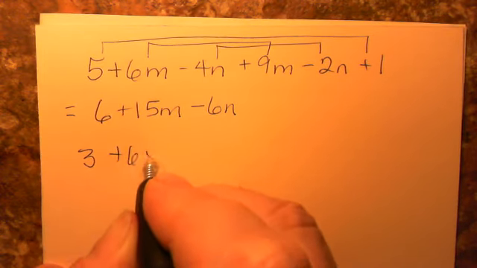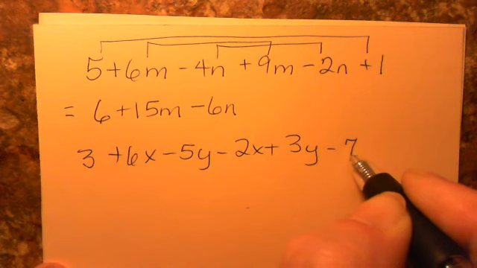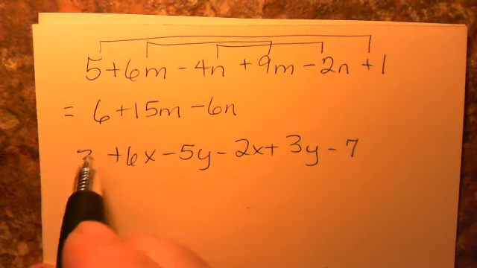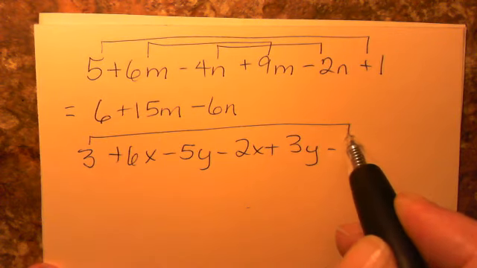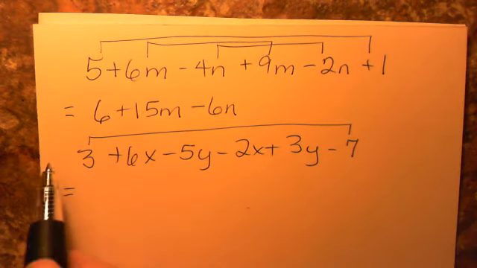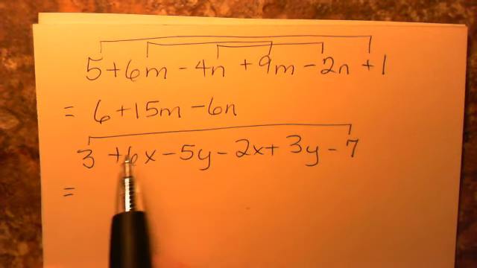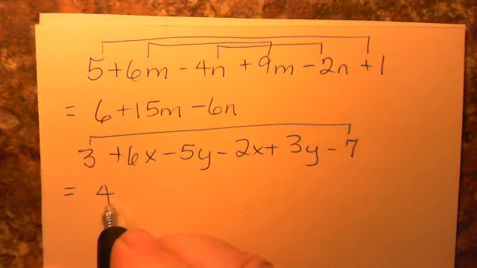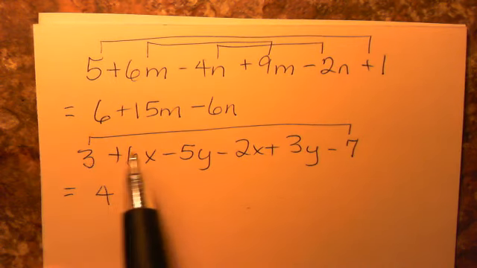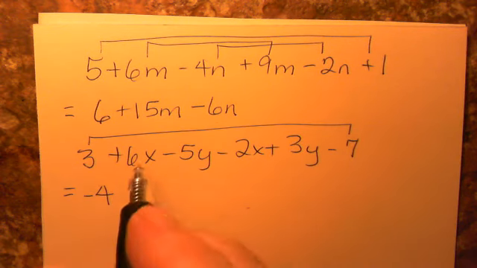3 plus 6x minus 5y minus 2x plus 3y minus 7. Again, we want to see what like terms we have. 3 is like negative 7. This time the signs are different. 3 and negative 7 have different signs, so we subtract 3 and 7. 7 minus 3 gives us 4, and we keep the sign of the larger absolute value. The 7 has a negative.